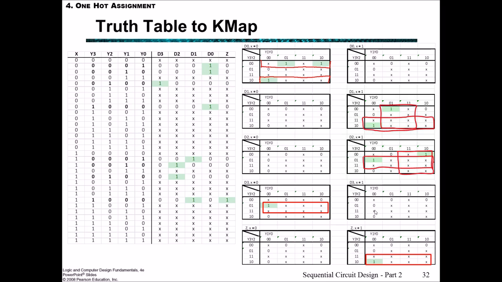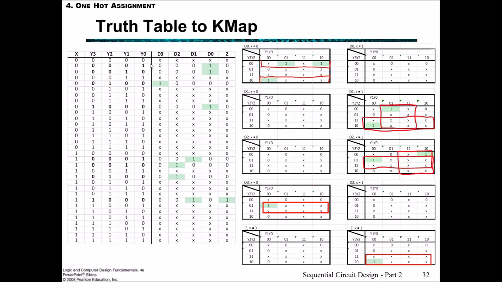That is zeros here and ones here. And then I have the input values Y3, Y2, Y1, and Y0, and then the D3, D2, D1, D0 for the flip-flops. Notice these don't care conditions. This is important for optimizing the final circuit.